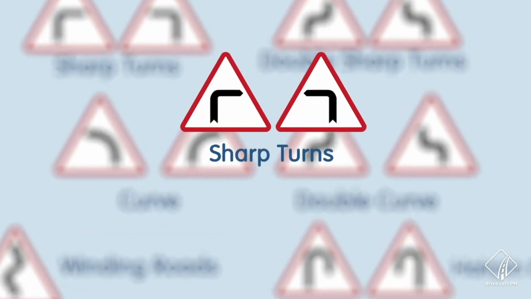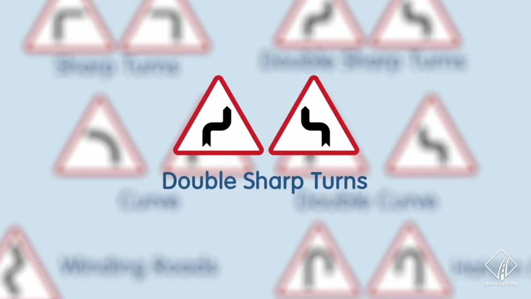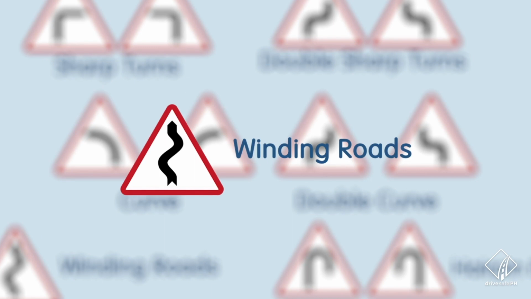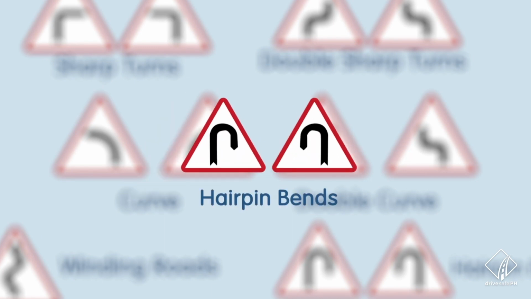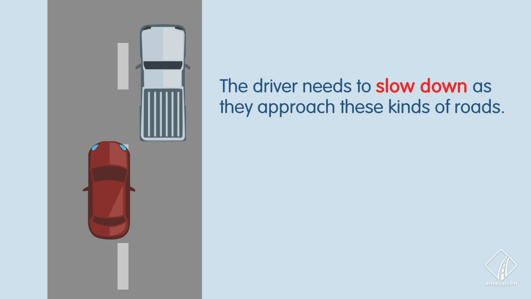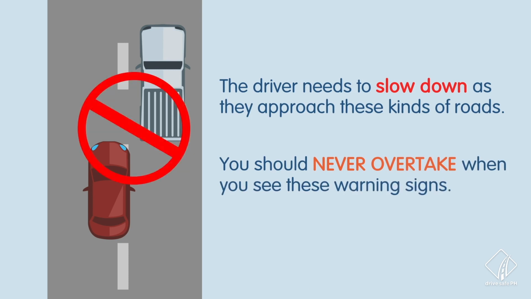There are sharp turns, whether it's going to the right or to the left, double sharp turns, curve, double curve, winding roads, and hairpin bends that look like U-turns. The driver needs to slow down as they approach these kinds of roads. Furthermore, you should never overtake when you see these warning signs.